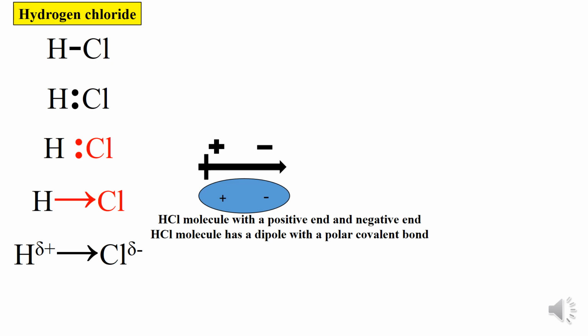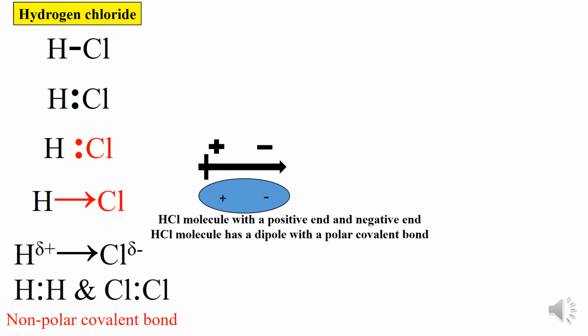Now hydrogen chloride molecule is a heteroatomic molecule where you find bond between two different atoms. So here hydrogen and chlorine are the two different atoms associated by a covalent bond and is polar in nature.